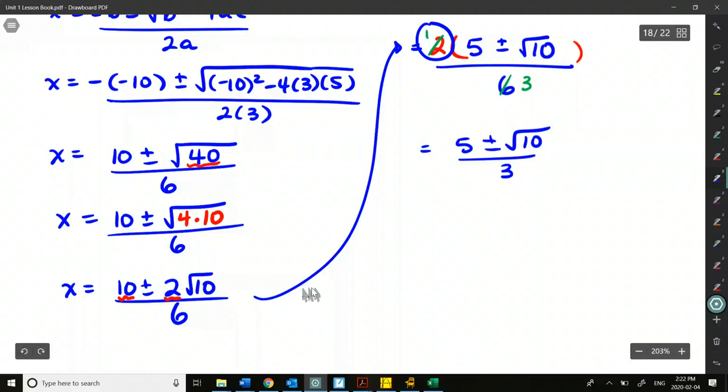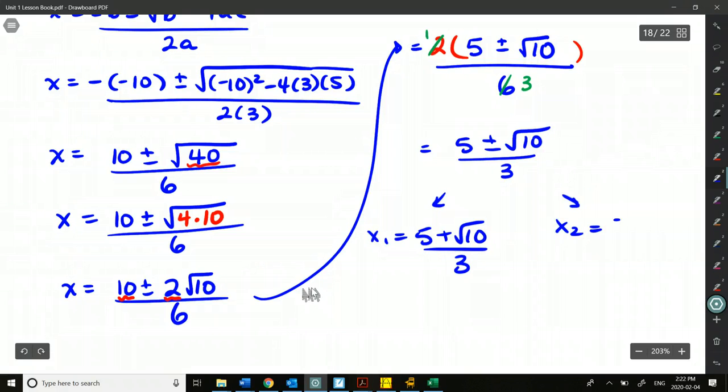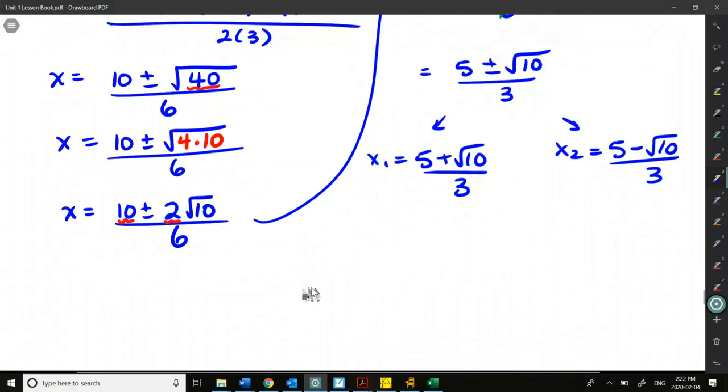When I have a 1 outside a set of brackets, I don't write a 1 outside of the set of brackets, just like we don't write 1x. So if this happens to be a 1, you can just remove it and drop the brackets off. So we're just left with 5 plus or minus root 10, over 3. So here are our x-intercepts. The first one is the plus option. The second one is the minus option. And this is how we're going to leave our answer. Okay, these are the x-intercepts in exact form.